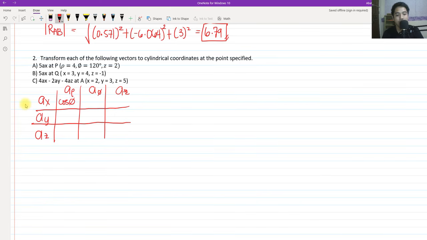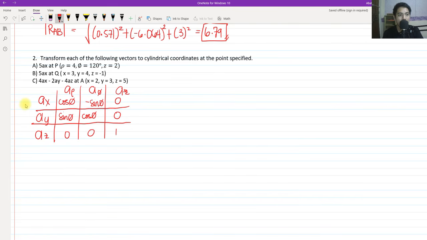Cosine of phi, negative sine of phi, then we have 0, 0, and 1. We have sine of phi, we have cosine of phi, and then we have 0, 0, 1. So what's the purpose of this?